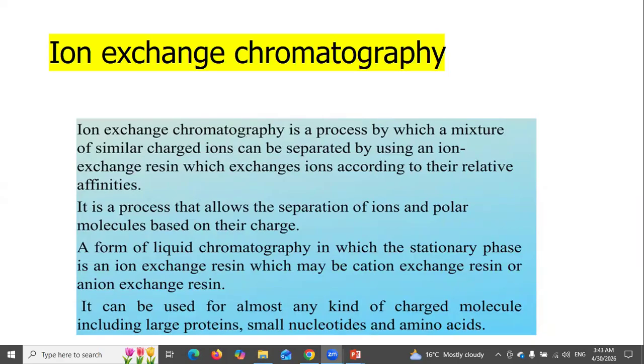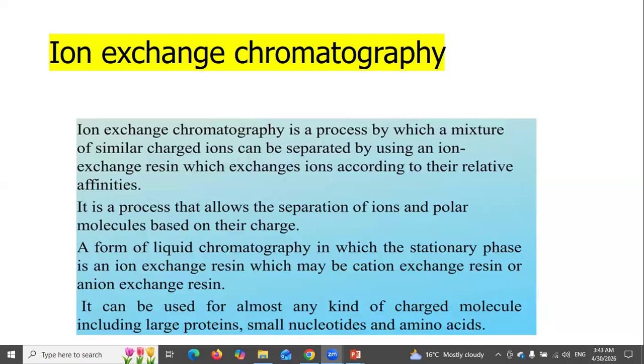Okay, good morning. Ion exchange chromatography. Ion exchange chromatography is a process by which a mixture of similar charged ions can be separated by using an ion exchange reagent which exchanges ions according to their relative affinities.